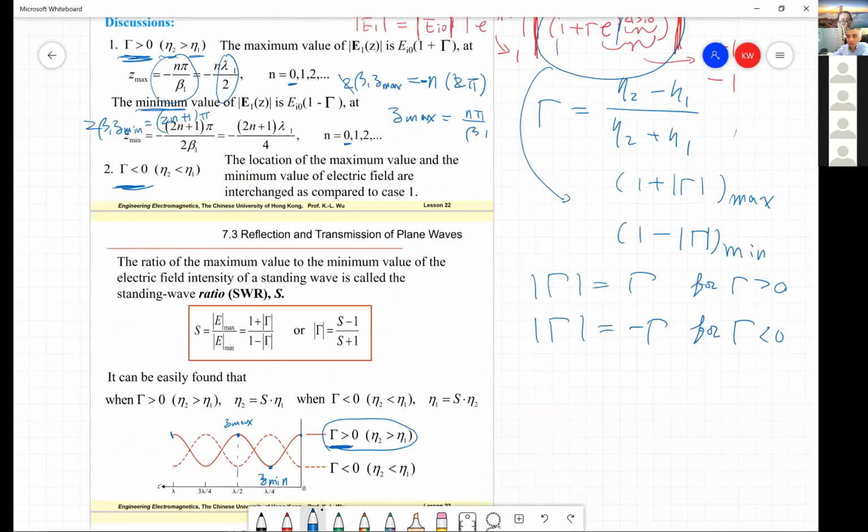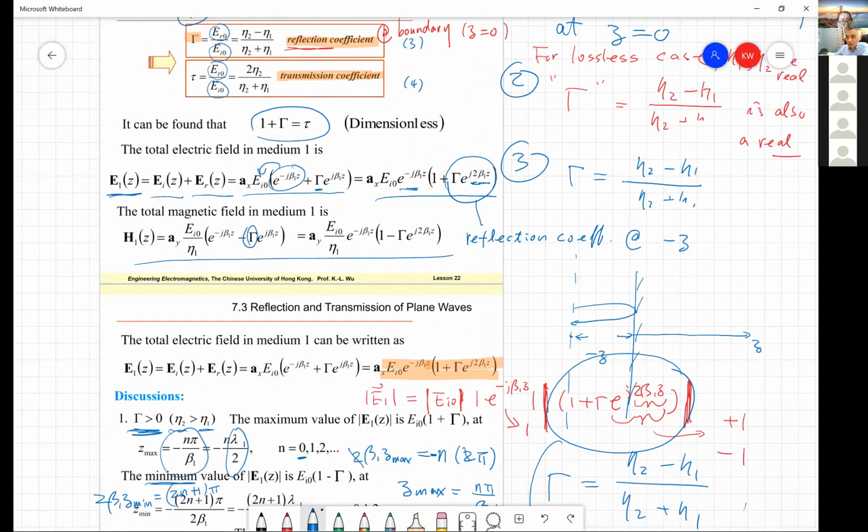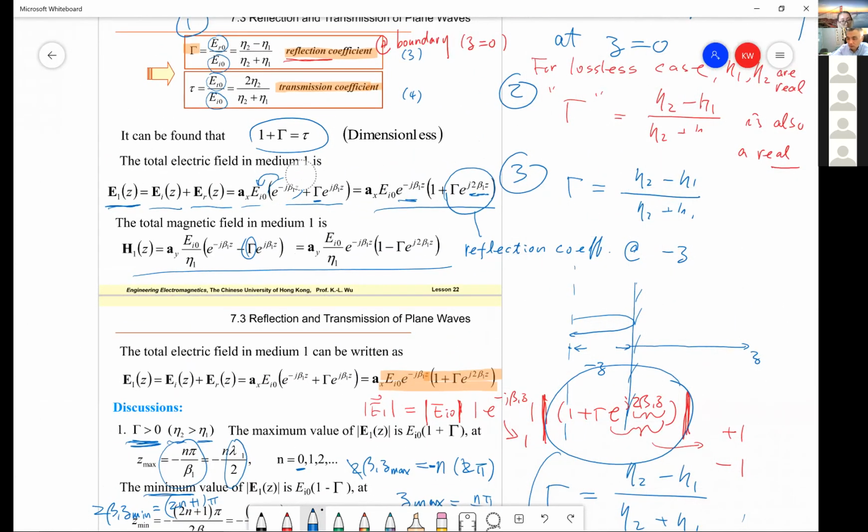Now in medium 1, when we say the total field, we have one traveling wave in that direction and another traveling wave in the minus direction. We know the total field will not be a traveling wave; it becomes a standing wave, or a partially traveling, partially standing wave.